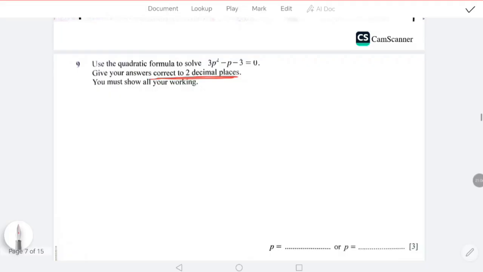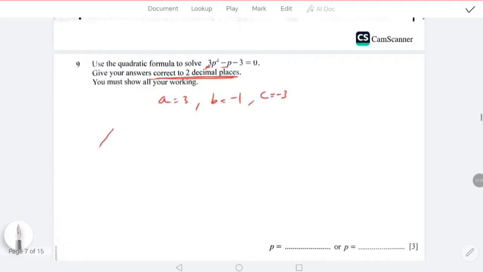Of course, you may use completing the square, but since it's correct to 2 decimal places, it's better to use the quadratic formula, and don't waste your time in factorization. And here they made it clear for you, use the quadratic formula. Before using the quadratic formula, please write A equals what? A equals 3, B equals -1, and C equals -3.